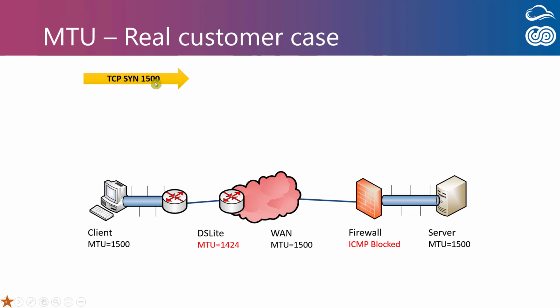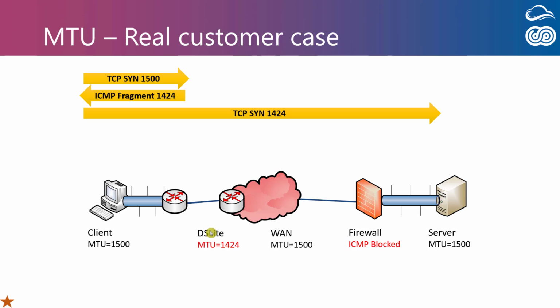The client starts with a synchronization package with 1,500 bytes. And my router here, because that's a DS Lite connection, tells me, sorry, that packet is too big. Use a smaller one. I send a smaller packet, and it's going through the internet to the remote server. Okay, the server has to answer.